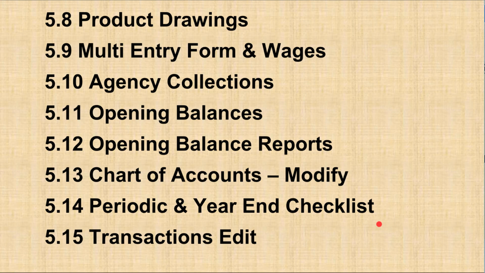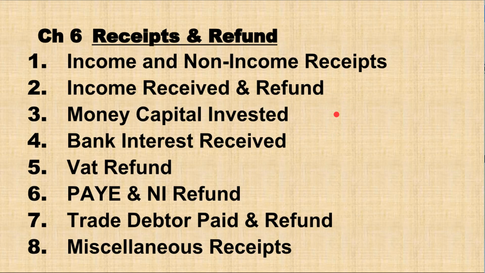5.8, we look at product drawings. 5.9, multi-entry form and wages. 10, agency collections. 11, opening balances. 12, opening balance reports. 13, chart of accounts modification. 14, periodic and year-end checklist. 15, transaction edit. Chapter number 6, we look at receipts and refund recording.